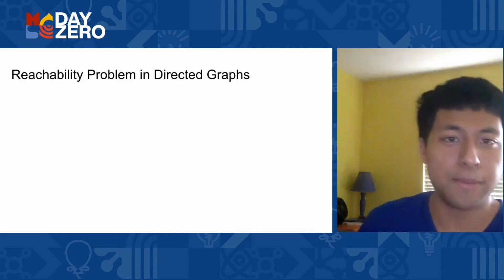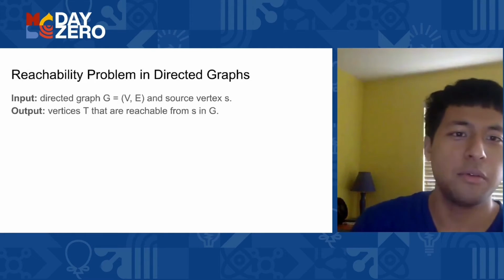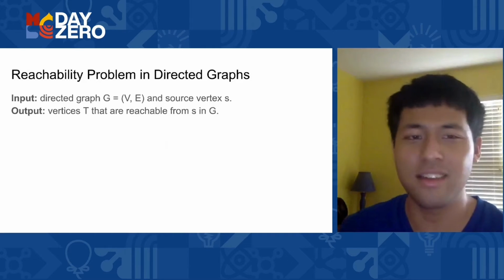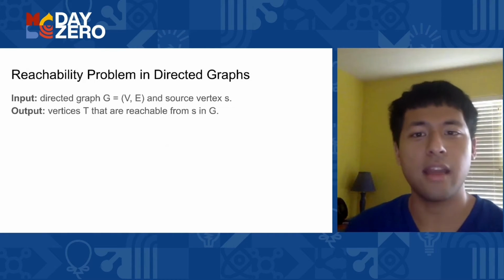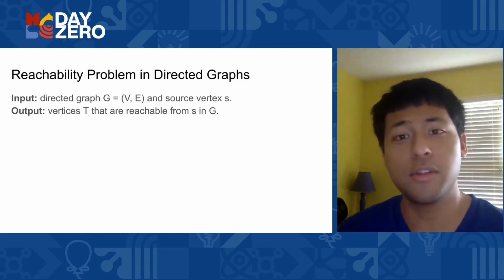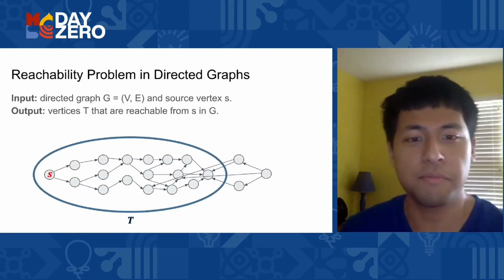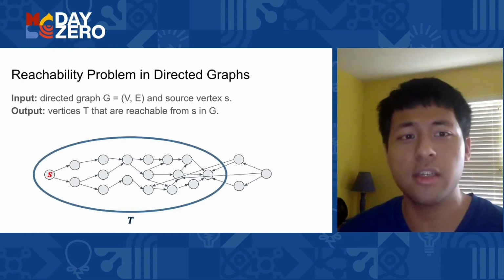To motivate Hopsets, I'm going to be talking about the reachability problem, which is basically just what it sounds like. You have a directed graph G and a source vertex S. And I just want to find what vertices S can reach in the graph. So this is just BFS basically. You have the vertex S. I'm just going to run a BFS to find everything it can reach.